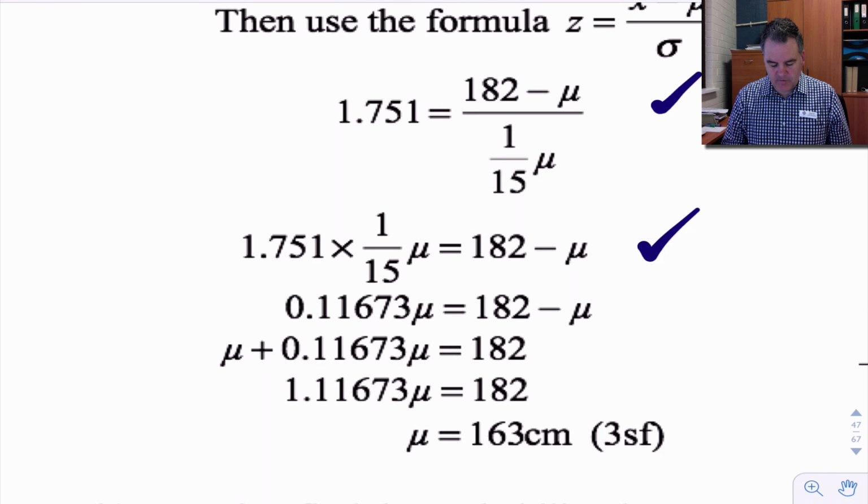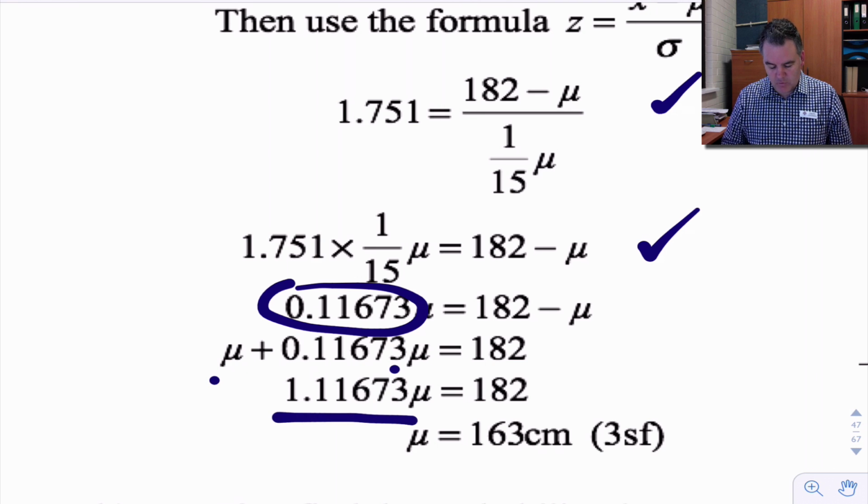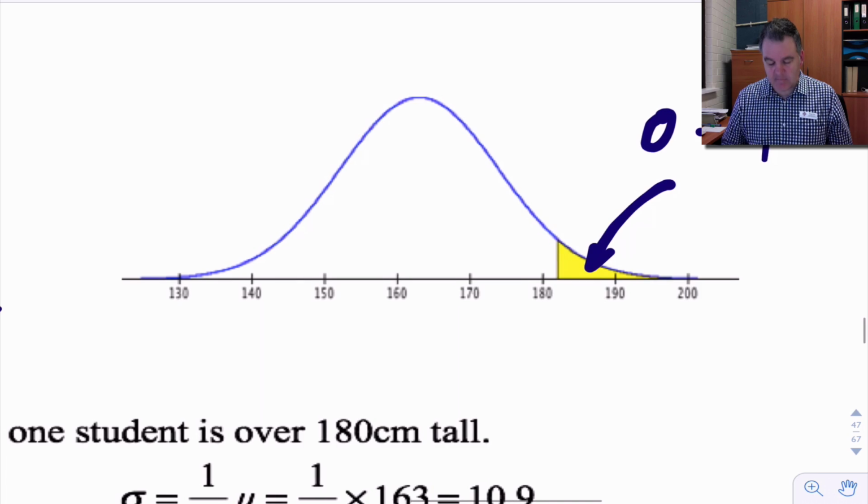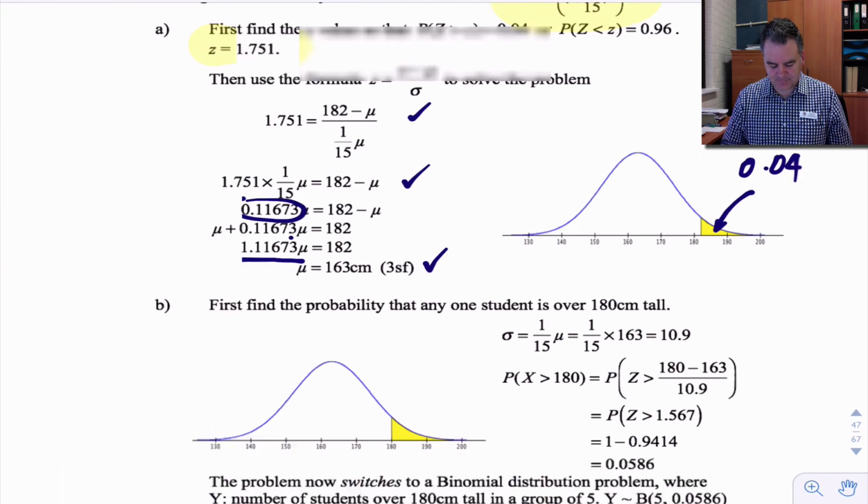So 1.751 times 1/15 gives us this value here. Then add the mean to both sides, so we get one lot of the mean plus 0.11673 lots of the mean, giving us 1.11673 lots of the mean. Divide by that number, gives us 163 centimeters for the mean. Look at our diagram, looks reasonable to me.